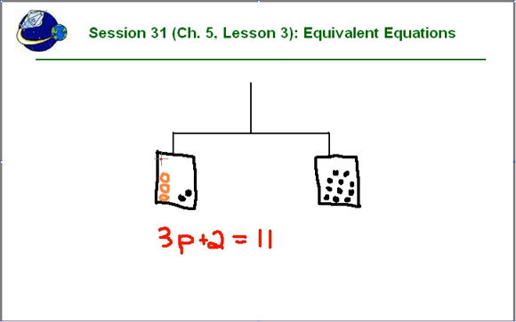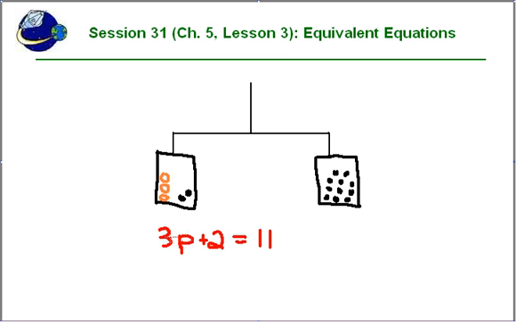Well, let's take a look once again visually. On the left-hand side, we have 3 pumpkins and 2 1-pound weights. On the right-hand side, we have 11 1-pound weights, and they're in balance with each other. So what I've done is I've written an equation to represent what we have here on our scale. We have 3 pumpkins that are identical to each other and weigh the same. So I wrote 3p, 3 times p, p standing for pumpkin.